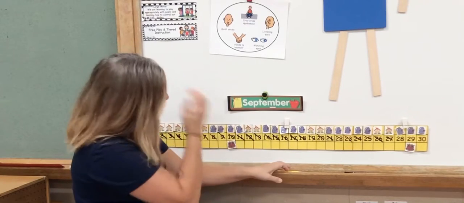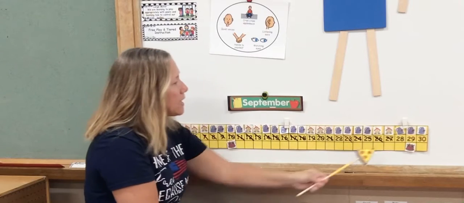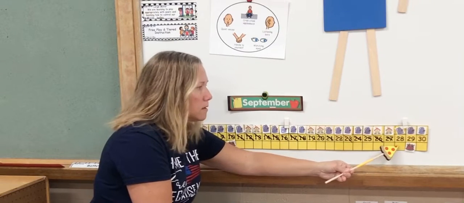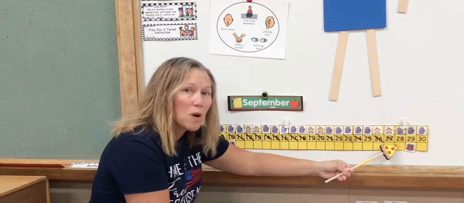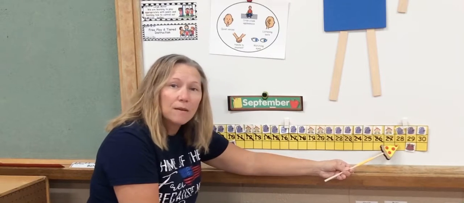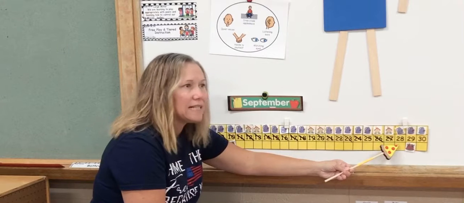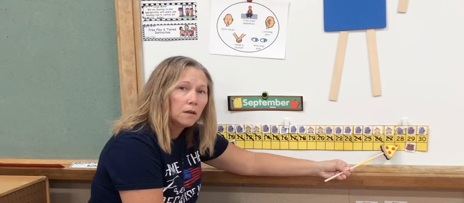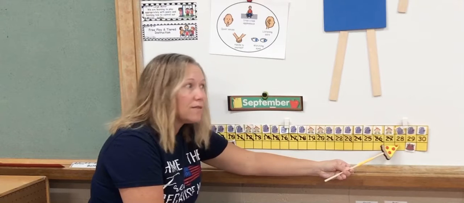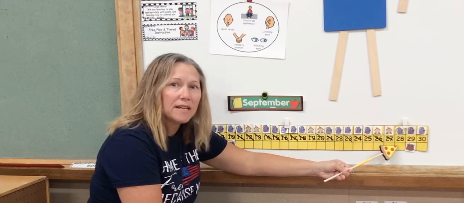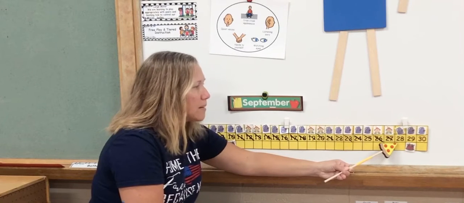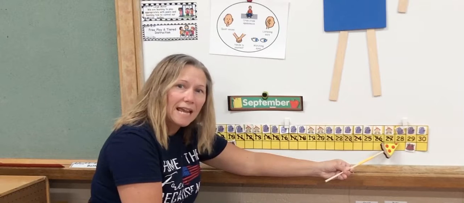Good job. Now, friends, look here. We're counting to this big old number. This is the number 28. Can anybody tell me, is this a number pair or a lonely number? That's right, it's a number pair because it needs two numbers to make a new number. So this number needs a 2 and an 8 together to make the number 28.